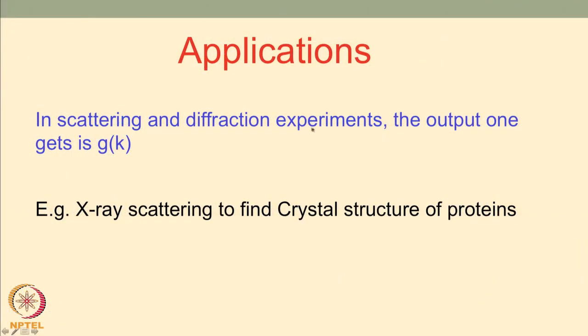So, in scattering and diffraction experiments, the output one gets is g of k. Example, X-ray scattering, which would find us the crystal structure. This is very often used in many kinds of experiments. As we briefly mentioned in the last class, I have the shape of a protein, which is my function. I can send some kind of electromagnetic waves, and that would scatter, and you would get some measurement which essentially will be like the g of k. And by doing some mathematical operations to that, one can get f of x, the function which is the shape of the protein itself. So this is the application that we have.